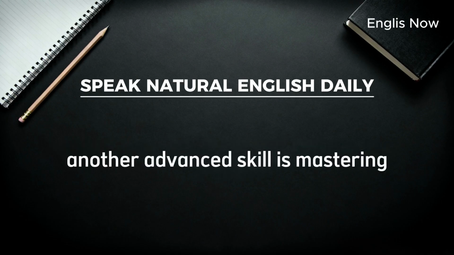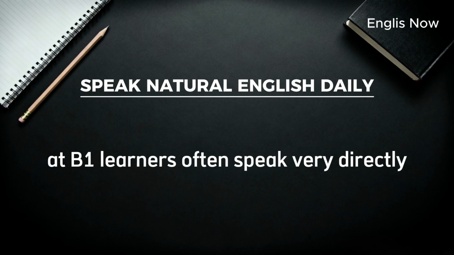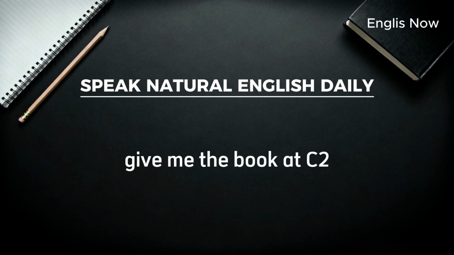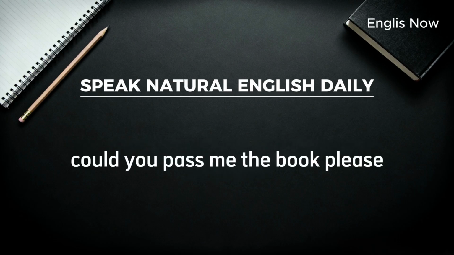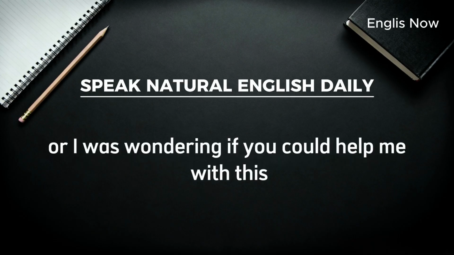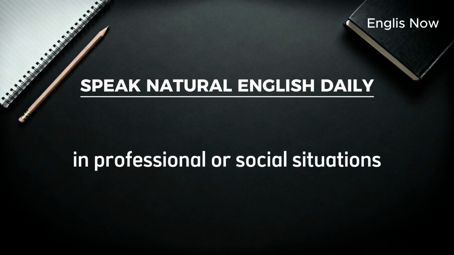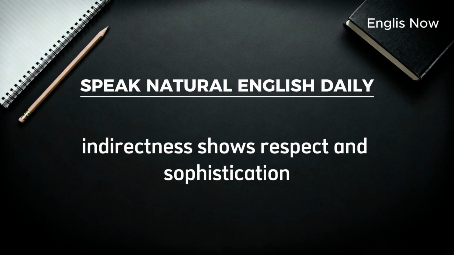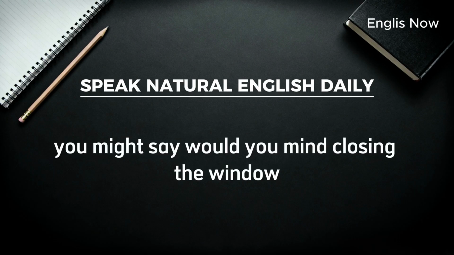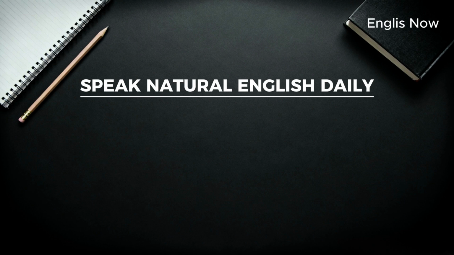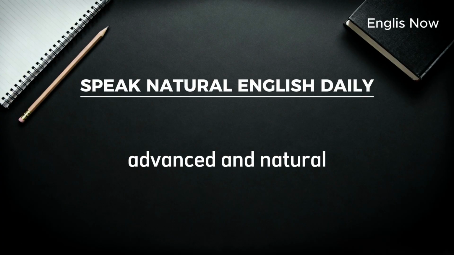Another advanced skill is mastering indirectness and politeness. At B1, learners often speak very directly. Give me the book. At C2, you must know how to soften your requests. Could you pass me the book, please? Or, I was wondering if you could help me with this. In professional or social situations, indirectness shows respect and sophistication. For example, instead of close the window, you might say, would you mind closing the window? These small changes make your English polite, advanced, and natural.